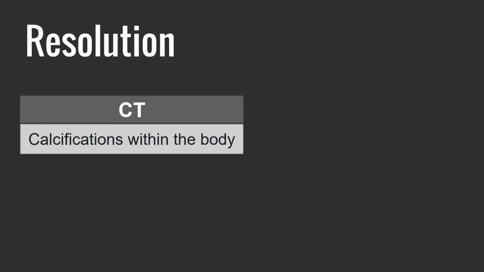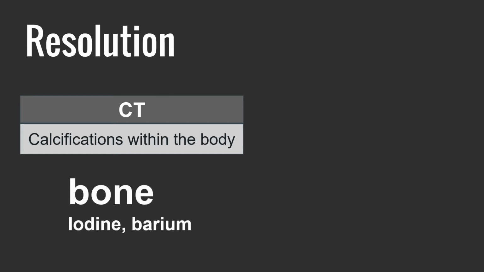Resolution. X-rays are a type of ionizing radiation, therefore CT is a good tool for examining tissue composed of elements of a relatively higher atomic number than the tissues surrounding them, such as bone and calcifications in the body. CT may be enhanced by the use of contrast agents containing elements of a higher atomic number than the surrounding flesh, for example, iodine and barium.